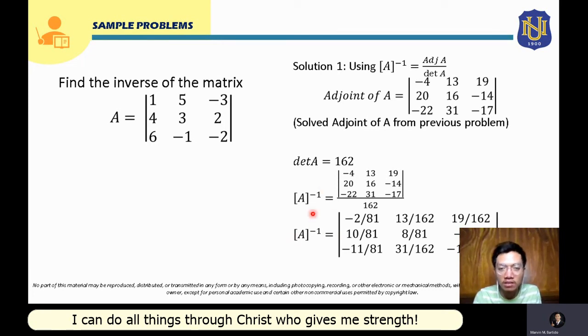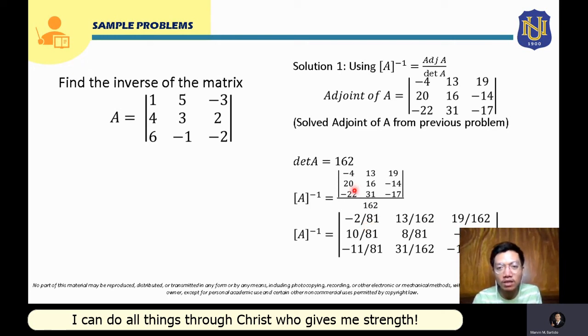So the inverse of matrix A is equal to negative 4 over 162, which is negative 2 over 81. And then 13 over 162, so it cannot be reduced further. For our next element, that will be 19 over 162. And then 20 over 162, so that will be 10 over 81. And then 16 over 162, so that will be 8 over 81. And then negative 14 over 162, so that will be negative 7 over 81.